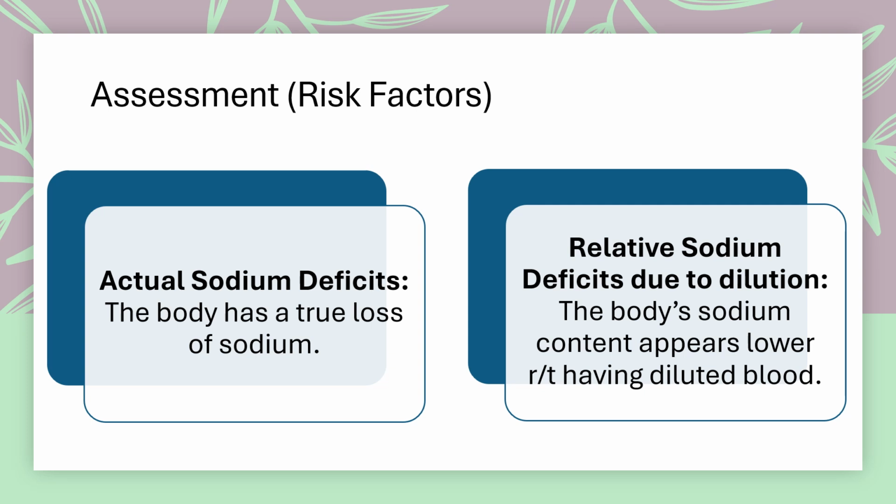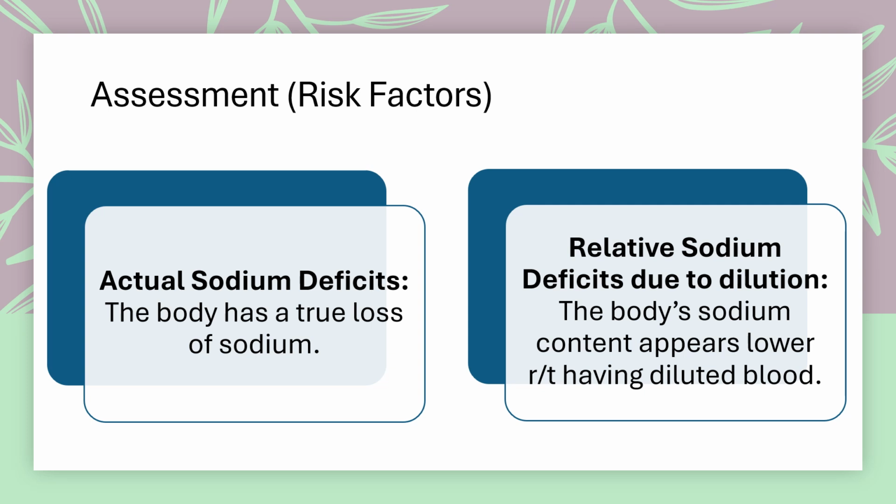Actual sodium deficits are when the body has a true loss of sodium. For this patient, that means they are just lacking sodium. Then you've got relative sodium deficits due to dilution. The body's sodium content appears lower because of diluted blood. This patient has so much blood on board that it makes them appear as though they're hyponatremic. So you have to keep these two separate, because the etiology behind the sodium loss is going to be different.